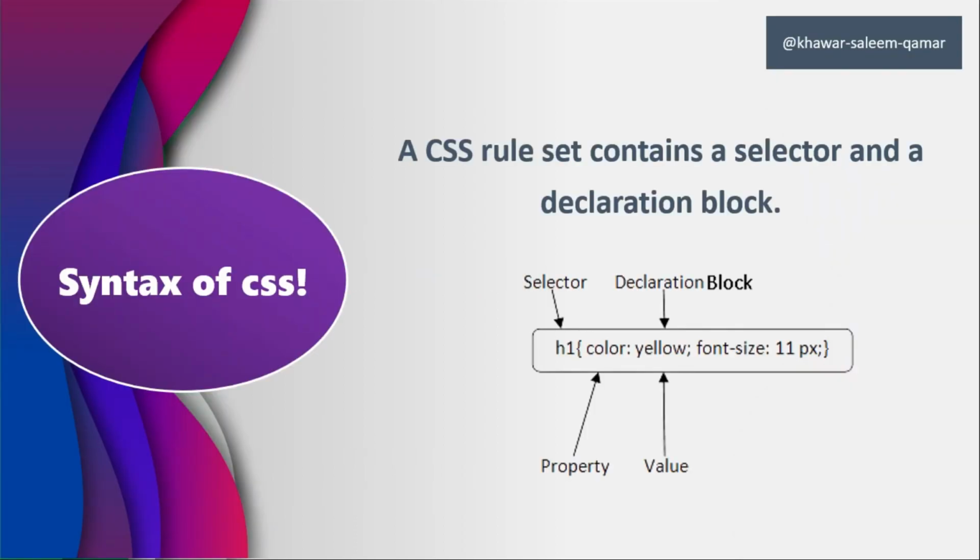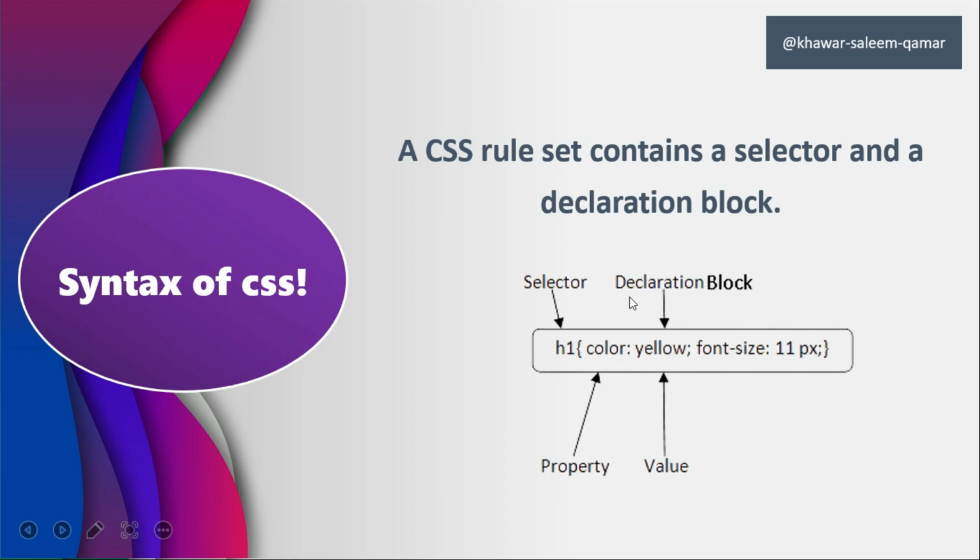First of all, what is the syntax of CSS? How do we write the CSS? So a CSS rule set contains a selector and a declaration block. We will be talking about selectors in depth in just a minute. The selector is followed by curly braces, and these curly braces contain the declaration block, which contains property and value.